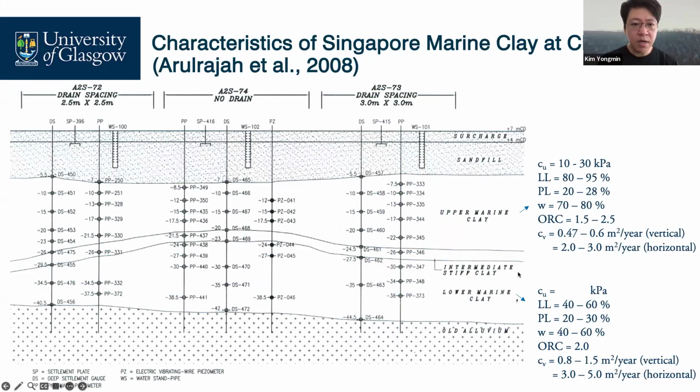Each soil layer has the liquid limit and plastic limit. Liquid limit minus plastic limit gives the plasticity index. We also have water content, 70 to 80, very high. And then we also get the overconsolidation ratio, OCR.